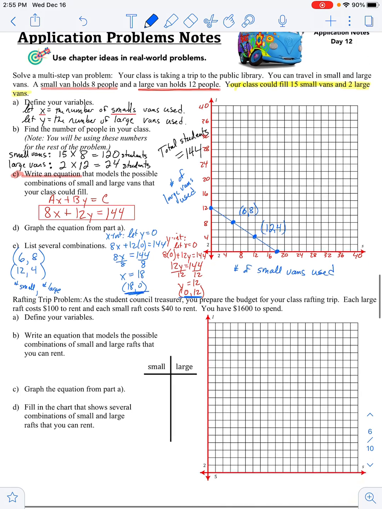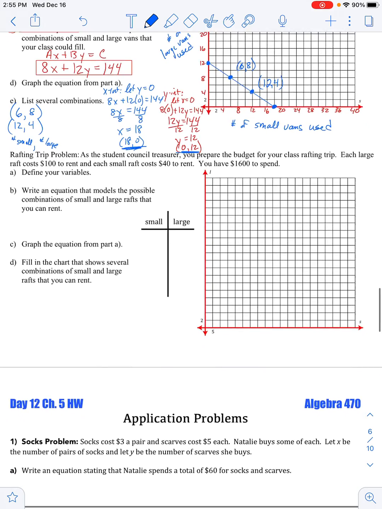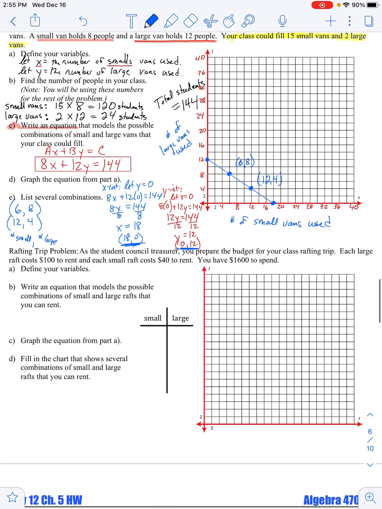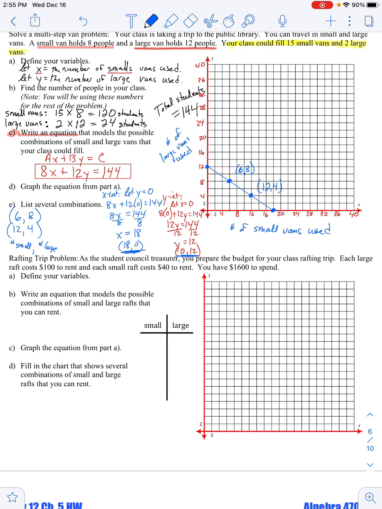All right, last problem here we're going to look at is called the rafting problem. And with this rafting problem, it says a student council treasurer is preparing a budget for a class rafting trip. Each large raft costs $100 to rent. Each small raft costs $40 to rent. And they are giving you a budget of $1,600. Well, what we want to do here is read that scenario again and figure out what are those unknown things that we're trying to deal with.